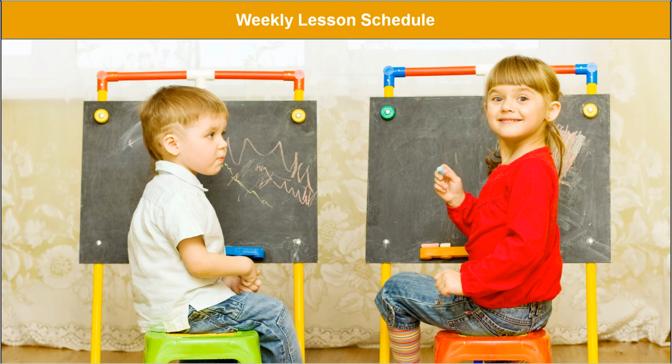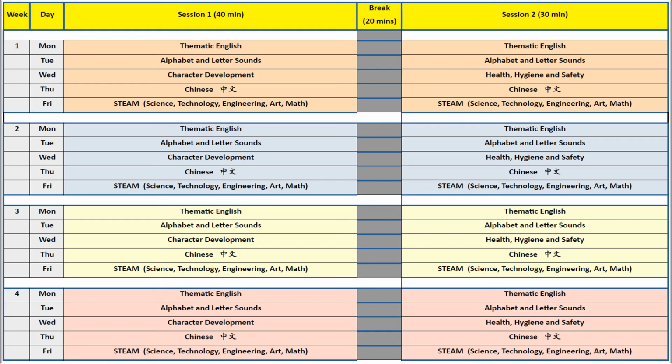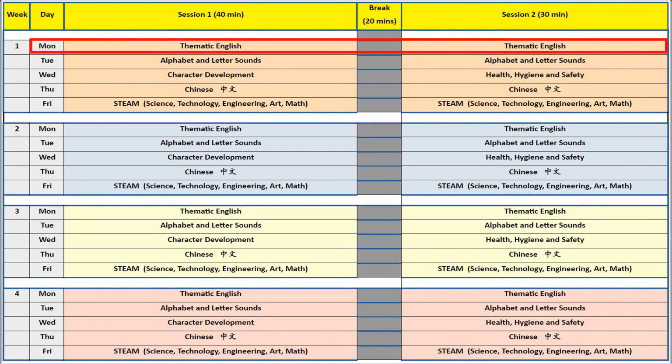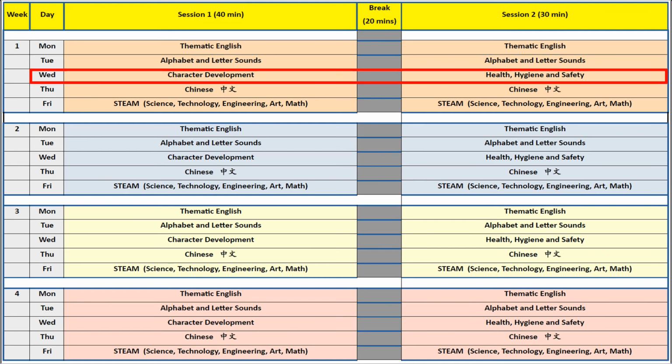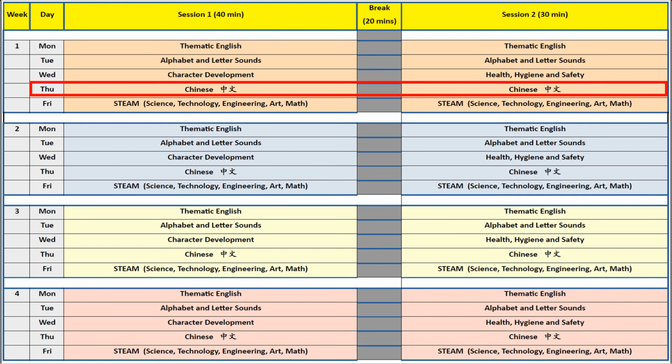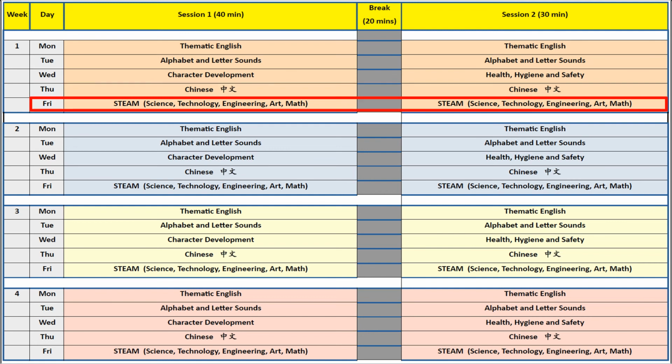Weekly lesson schedule for remote lessons. Here is an example of a weekly lesson schedule. Each day of the week is devoted to one subject. For example, on Monday, it is thematic English. On Tuesday, it is alphabet and letter sounds. On Wednesday, character development, and health, hygiene and safety. On Thursday, Chinese or mother tongue lesson. On Friday, STEAM lesson, which stands for science, technology, engineering, art and mathematics.